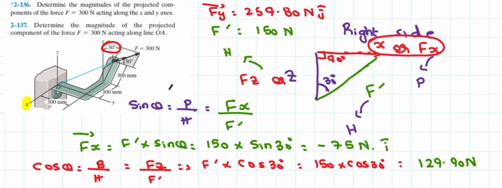But what about its direction? So according to the diagram, this vertical line right here is basically our z-axis, and this z-axis is acting vertically upward. So whenever a vector is lying vertically upward, that particular vector is to be taken as positive. So this is nothing but positive 129.90 Newton k cap.